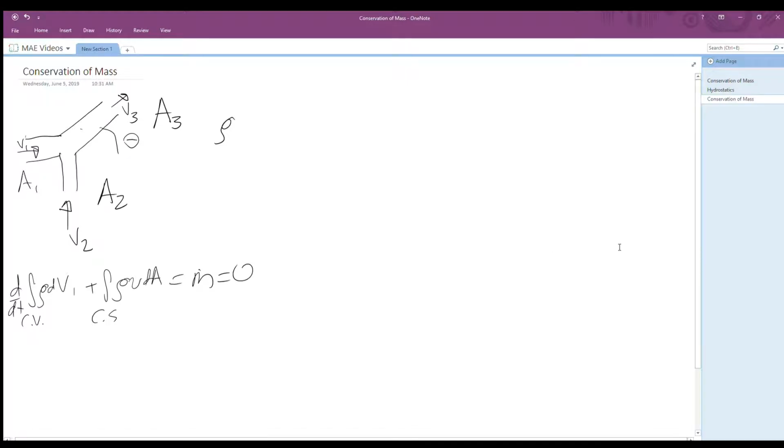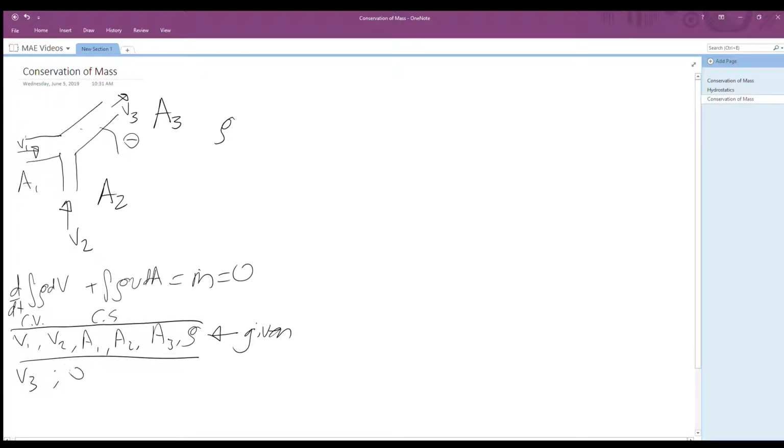So in this case, as you can see in this first part, we have a piping system as such. And we are given the information of V1, V2, A1, A2, A3, and rho. So in this case, the first thing we need is to start giving information. And what we're trying to find is V3 and theta.